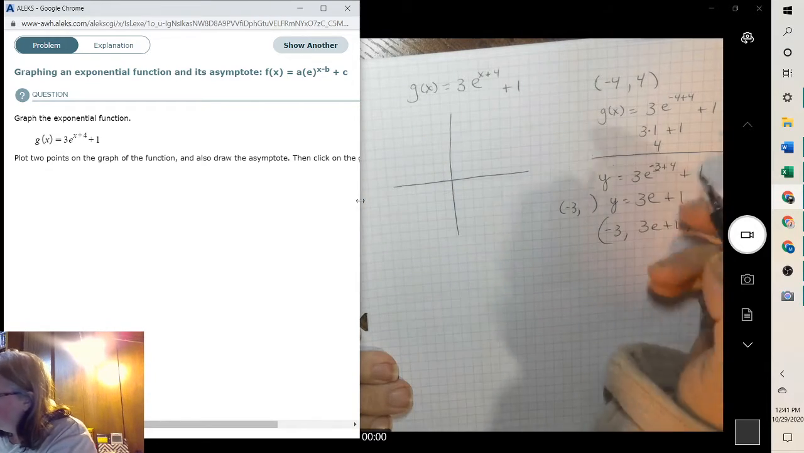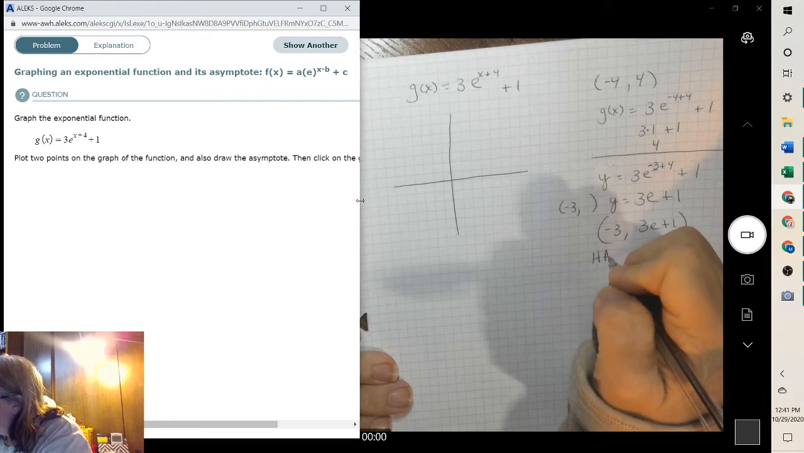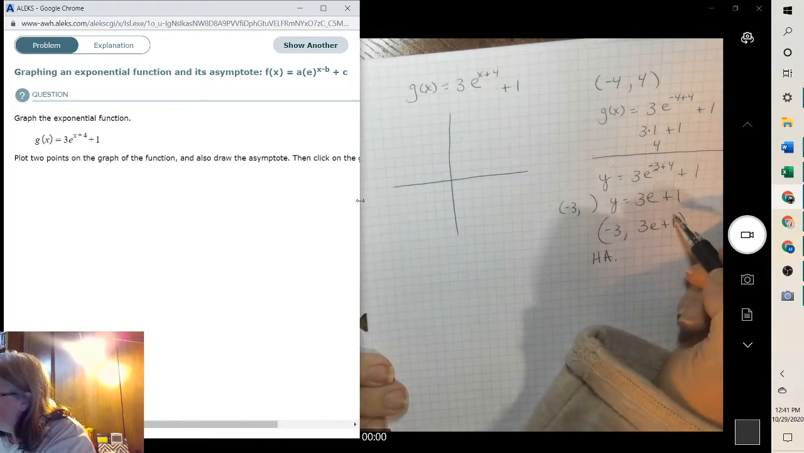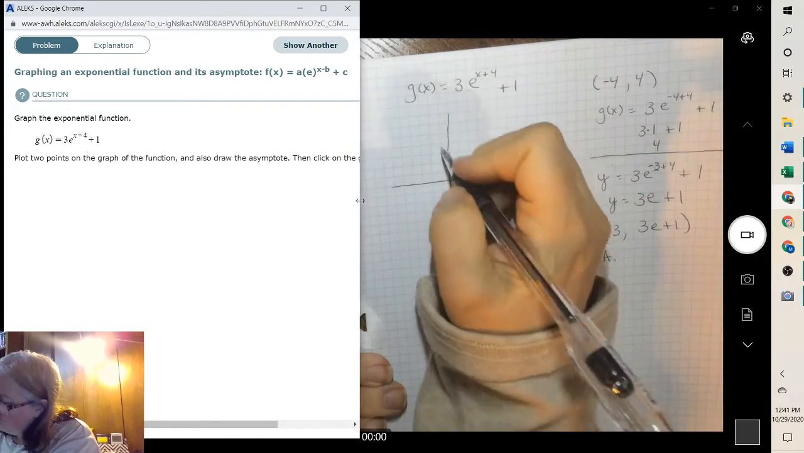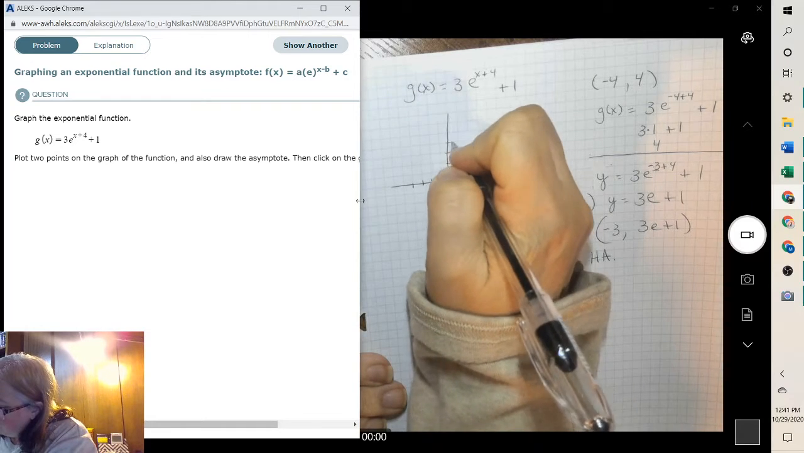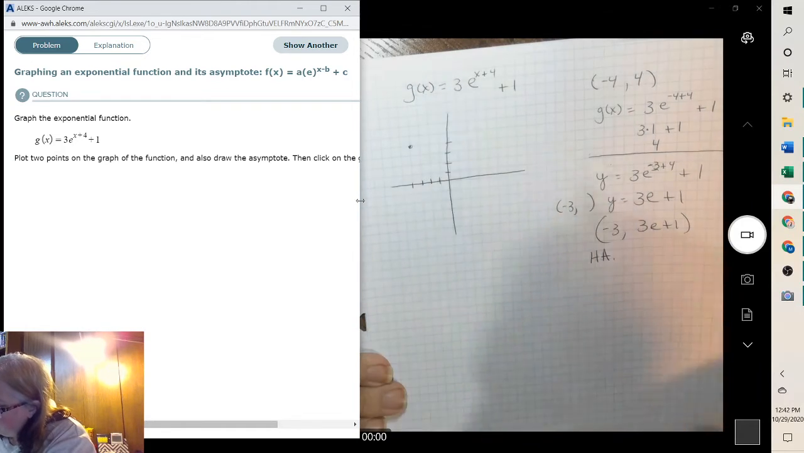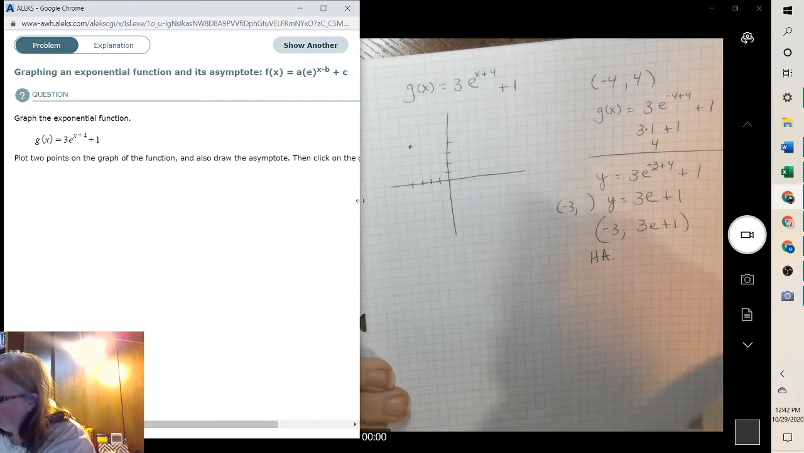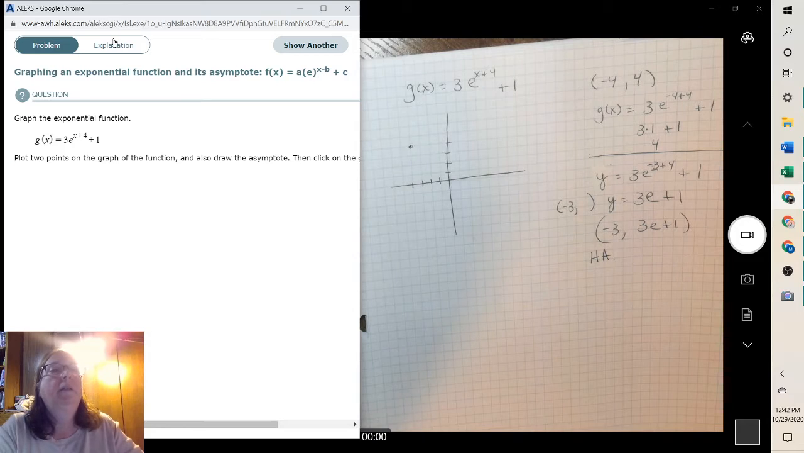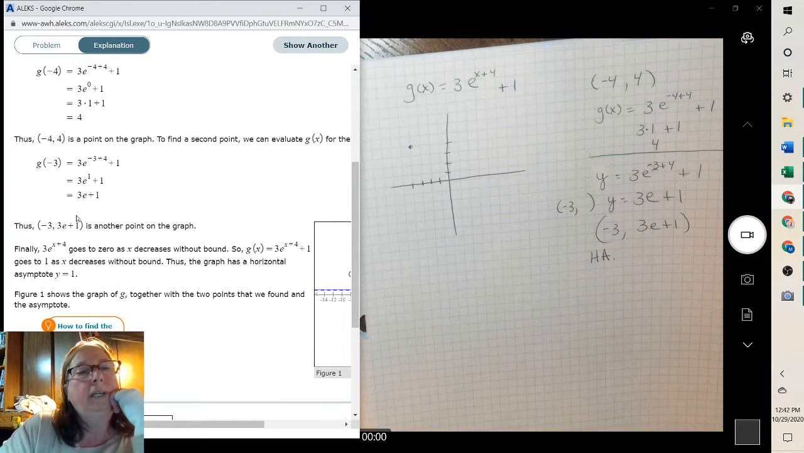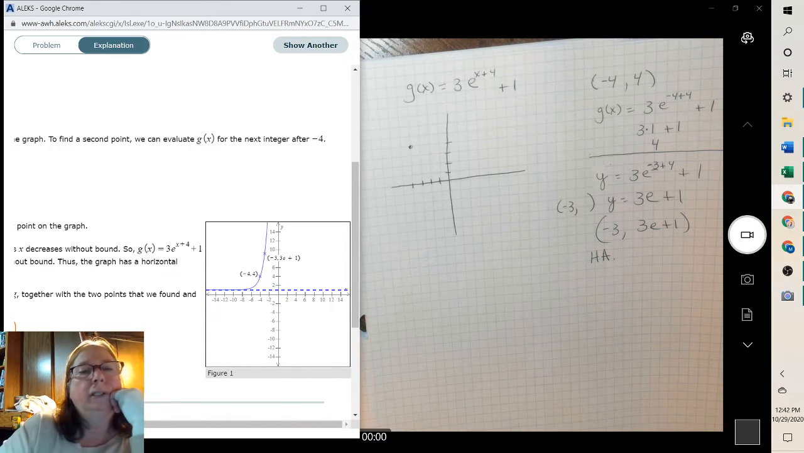But the graph, our horizontal, is going to be at 1. So when we graph it, negative 4, 4. 1, 2, 3, 4 is here. And this one, let's see what they put. So they had us find that. So here's the 3e plus 1. So then they graphed them, these two.